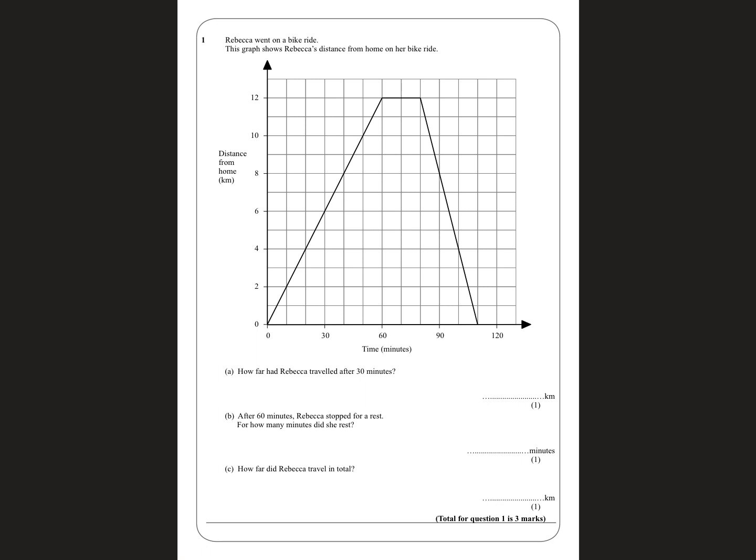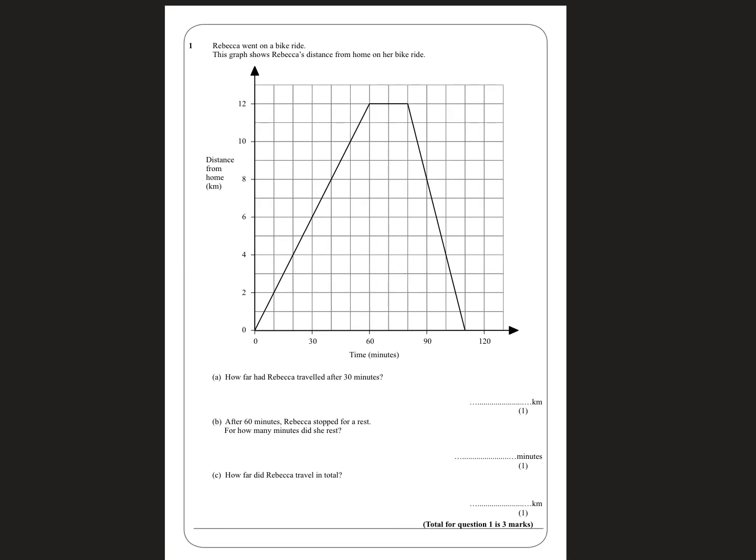So Rebecca went on a bike ride. The graph shows Rebecca's distance from home on her bike ride. So along the bottom of the graph you have the time, and up the side you have her distance from home. So this first line on the graph, you can see here from 0 up to this point. This is where she is travelling away from home, and as the time increases, so does her distance from home.